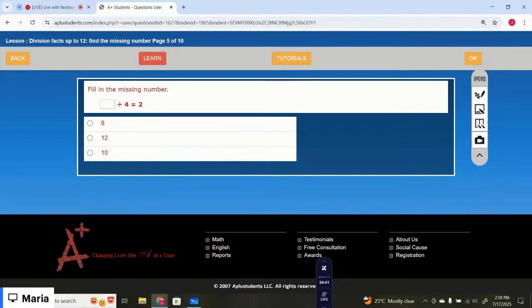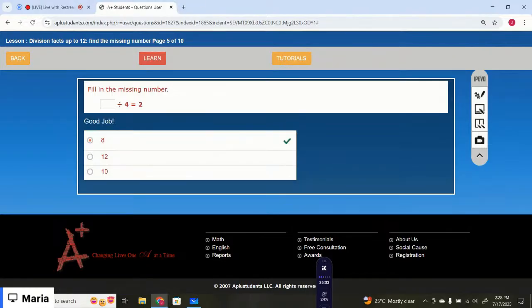Fill in the missing number. The missing number divided by 4 equals 2. So what number is it? That would be 8 divided by 4 equals 2. Option number 1 is the correct option. 8 divided by 4 is 2. Very good.